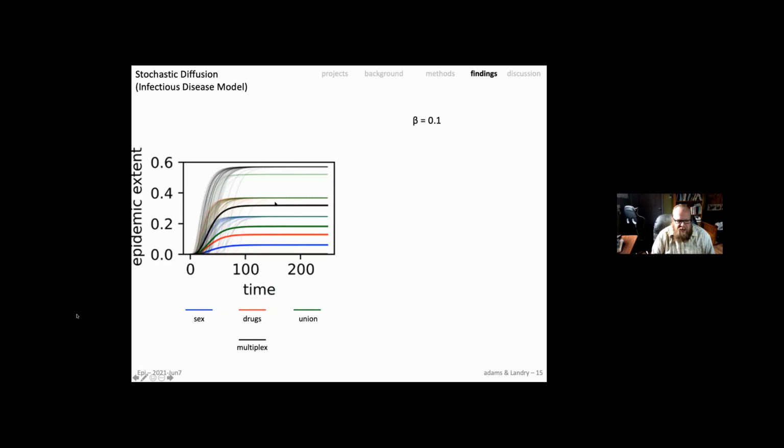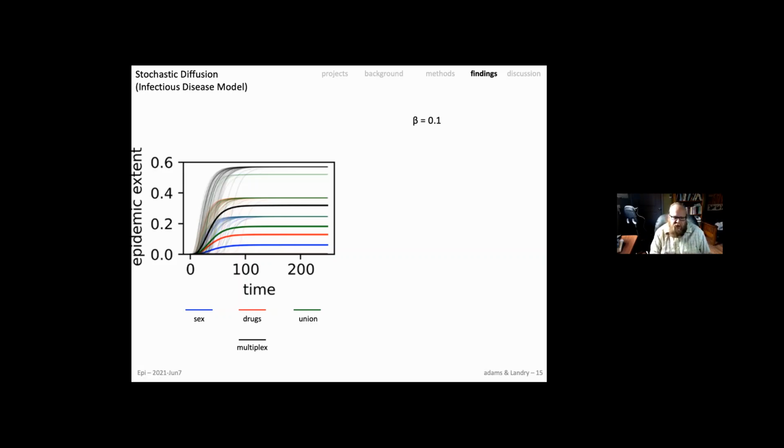I want to draw your attention first to the black line. The black line here is the multiplex network. So this basically shows that on average, by about time step 80 or 85, we're reaching about 30 to 35% of the entire population becoming infected on average across all those 1,000 runs. And then the sex and the drugs are the blue and the red, much lower. That's because they're smaller, separate constituent parts.